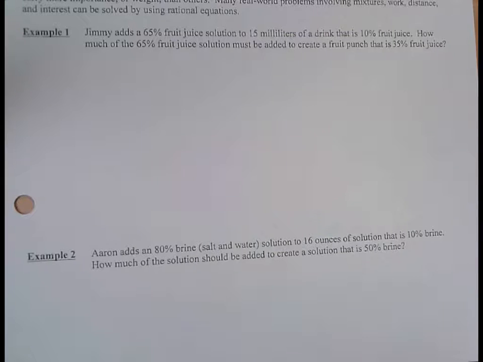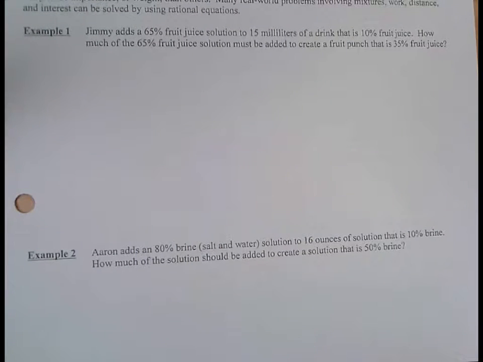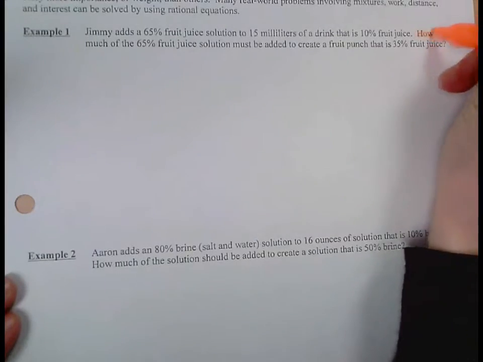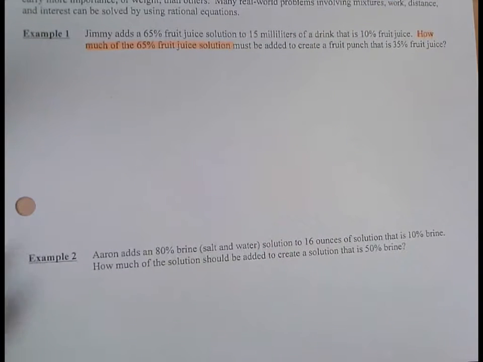So it says Jimmy adds 65% fruit juice solution to 15 milliliters of a drink that is 10% fruit juice. How much of the 65% fruit juice solution must be added to create a fruit punch that is 35% fruit juice? So I'm going to show you how to set these up. Ultimately, I'm just going to highlight here what we're trying to find. We're trying to find how much of the 65% fruit juice solution must be added.